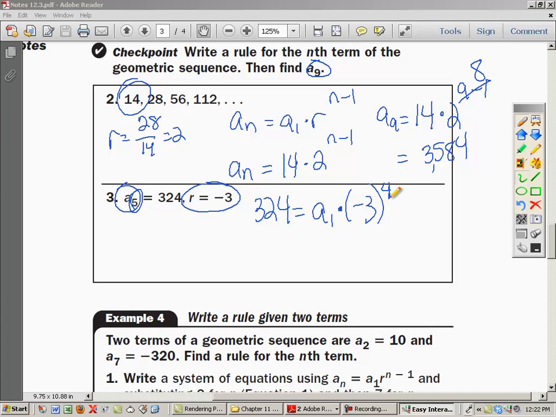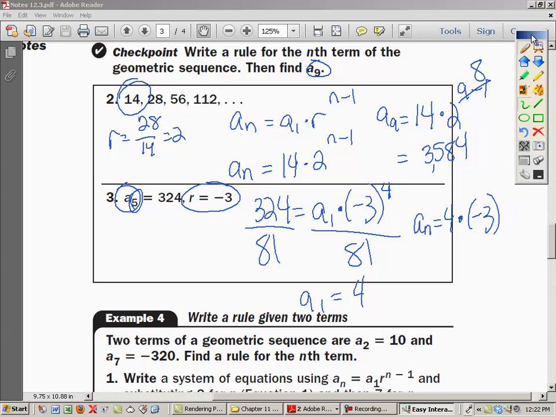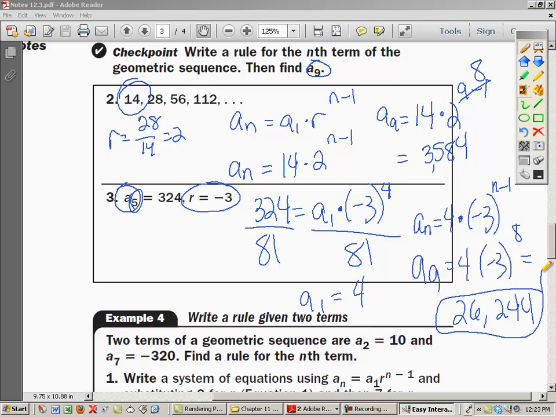Okay? Now, negative 3 to the 4th power becomes 81, so I'm going to divide both sides by 81. And I tell you then that a1 is going to be equal to positive 4. All right, and so now we get a sub n equals 4 times negative 3, raised to the n minus 1 power. So if I want a sub 9, that becomes 4 times negative 3 to the 8th power, because 9 minus 1 is 8. Plug all that into your graphing calculator. You should come up with 26,244. All right?